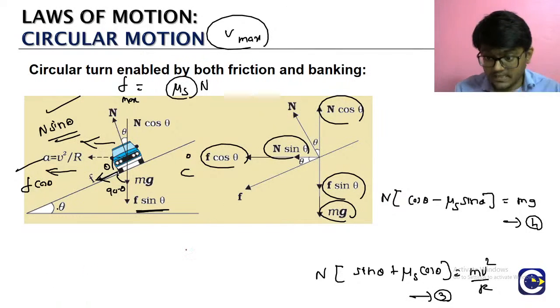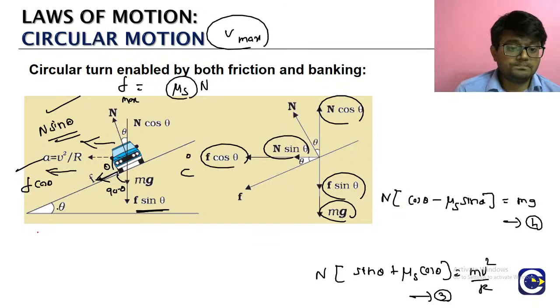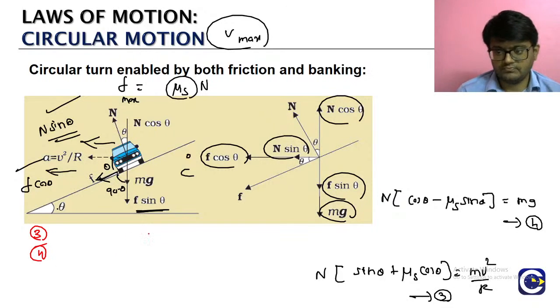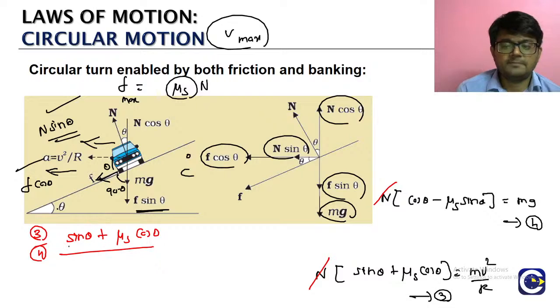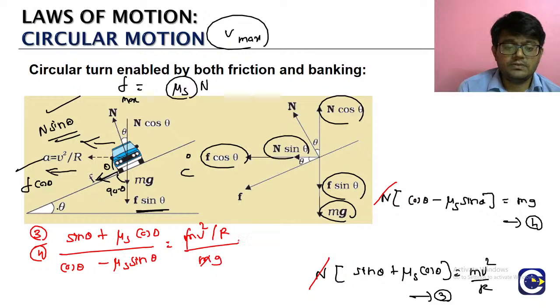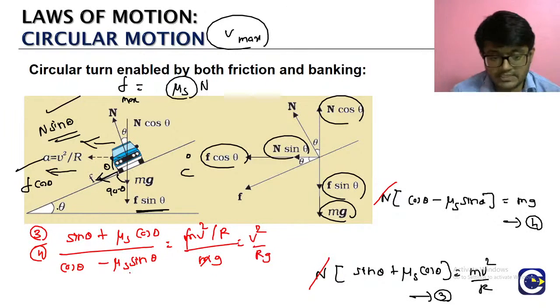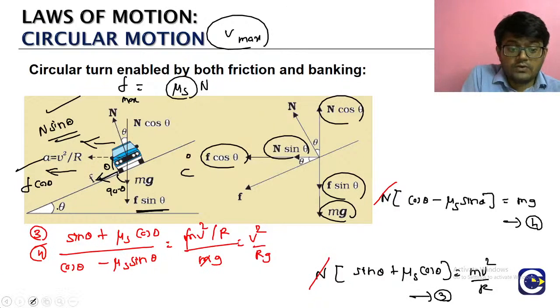Now what we'll do is we'll just do equation 3 divided by 4. So look at this. Here on the left hand side n will be cancelled. Sin theta plus mu s into cos theta divided by cos theta minus mu s into sin theta is equal to, on the right hand side, mv square by r divided by mg. So this is v square by rg. Now we are going to get a very standard result. This is a very important standard result that people will remember.